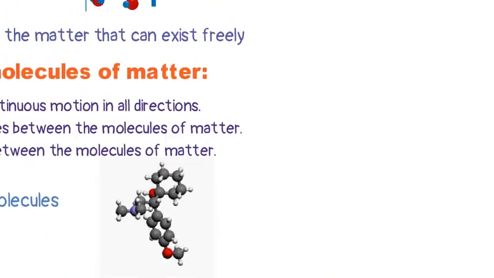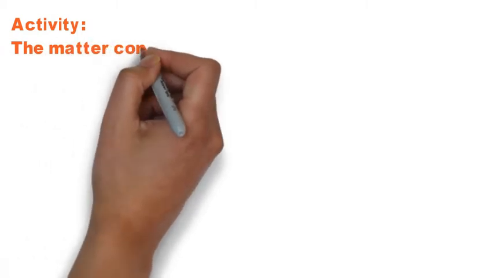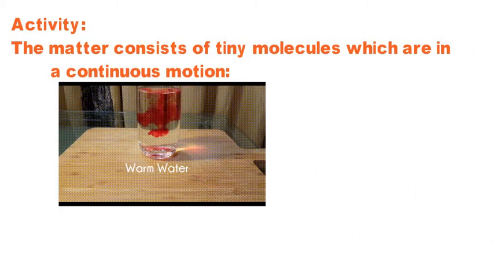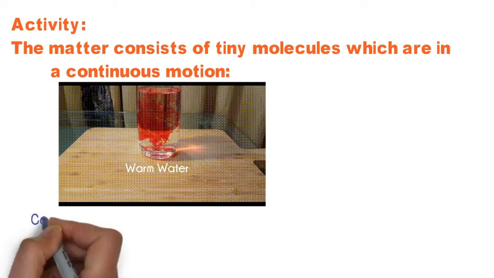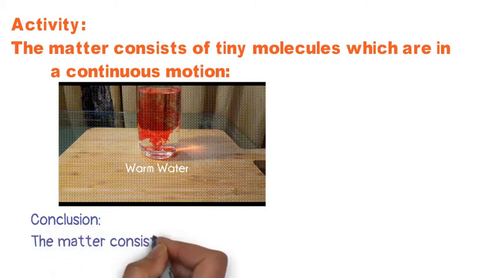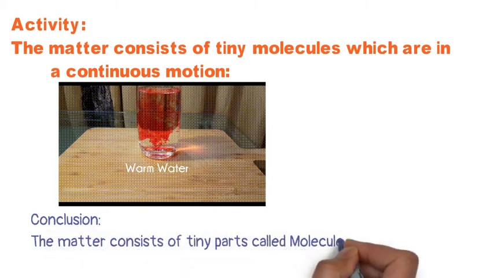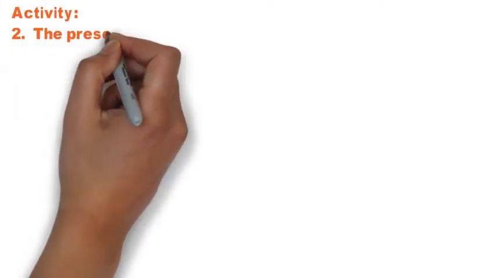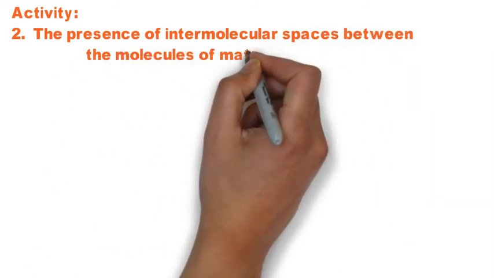Let's see this activity to be sure that the molecules are in continuous motion. As we see here, when we put the ink in the water, the ink spreads in all the water without moving it. Why? Because the molecules are in continuous motion. The second property, that between the molecules there is intermolecular space.